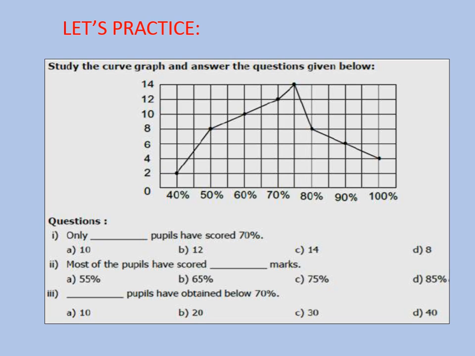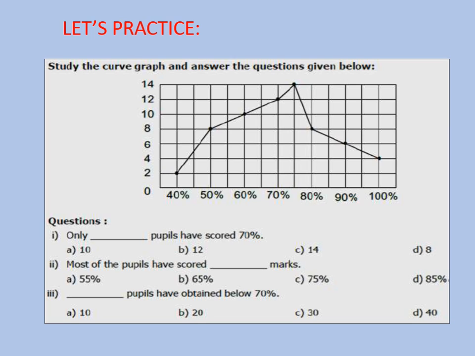Let's practice. Study the curve graph and answer the questions given below. Data given here, you have to do. Only dash people have scored 70%. So we have to do what it is. 70%, where it is, yes, 2, 4, 6, 8, 10, 12. Yes, which is the correct answer? 12. B is the correct answer.